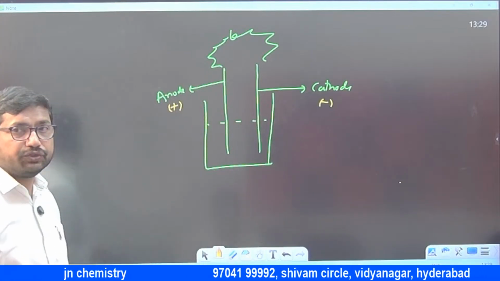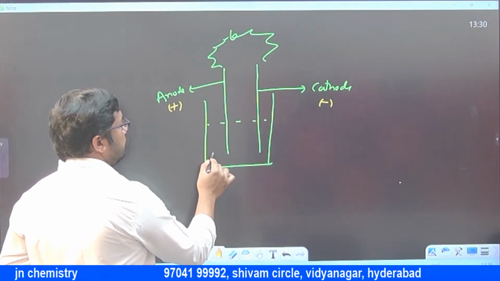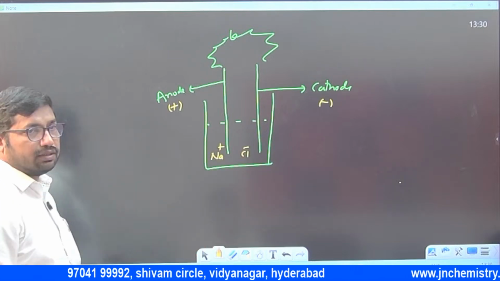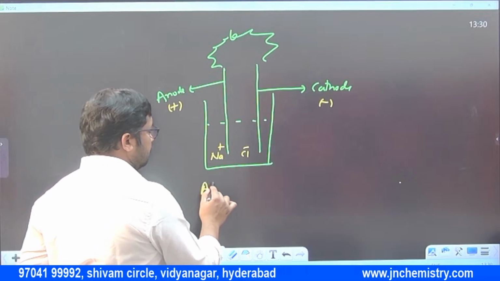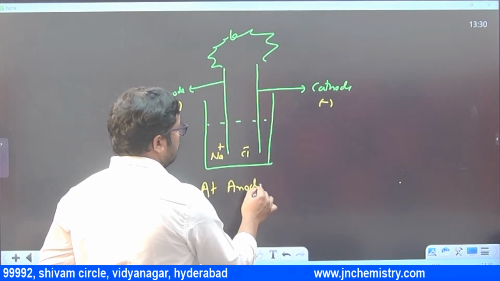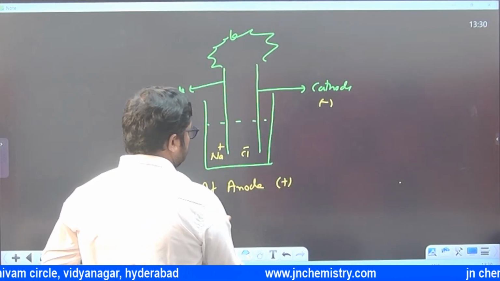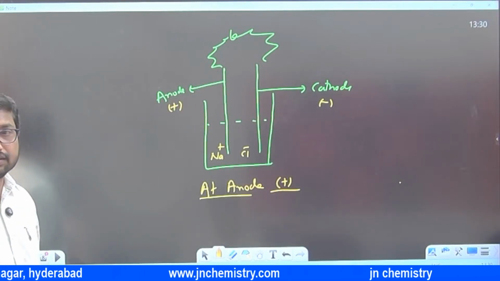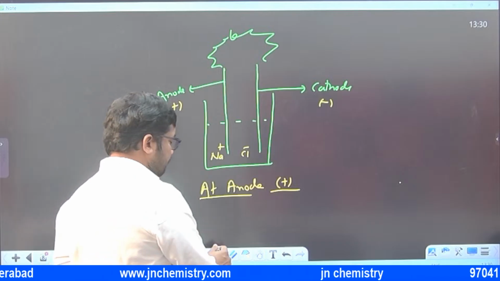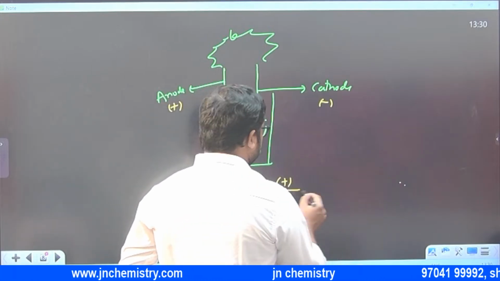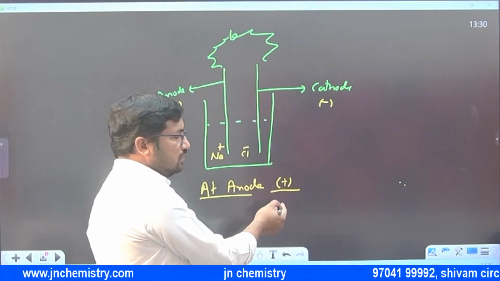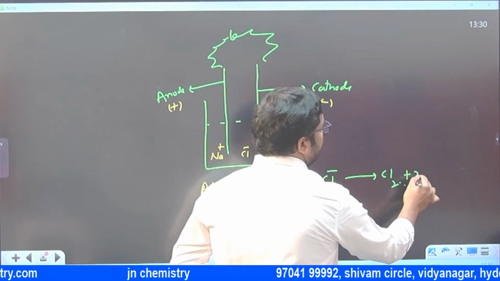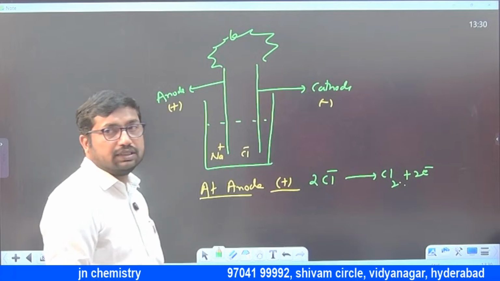So I'm taking the fused NaCl. Fused NaCl means Na+ and Cl- only is there, the total mixture. At anode, which reaction takes place? Anode positive charge, oxidation. Which one is coming, Na+ or Cl-? Cl-. Why? Because of negative charge, positive charge. So Cl- gives rise to Cl2 plus 2 electrons. This is oxidation.